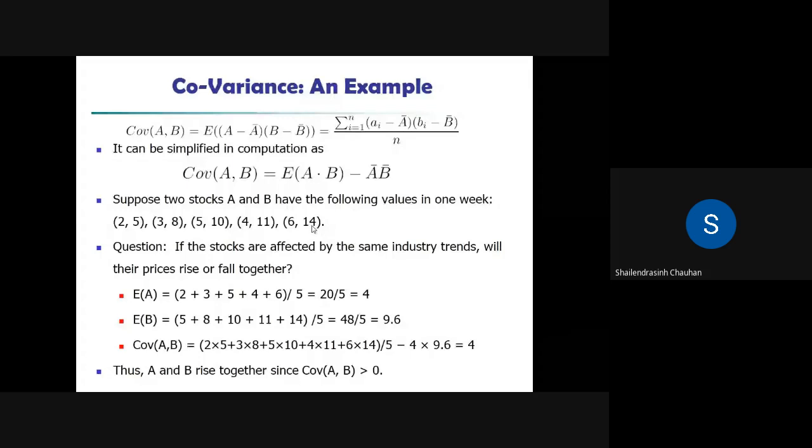Now first, find the average of 2 plus 3 plus 5 plus 4 plus 6 by 5. That is A bar. Then 5 plus 8 plus 10 plus 11 plus 14 by 5. You will get 9.6. That is B bar. Now, you need to find out A I into B I and its summation.